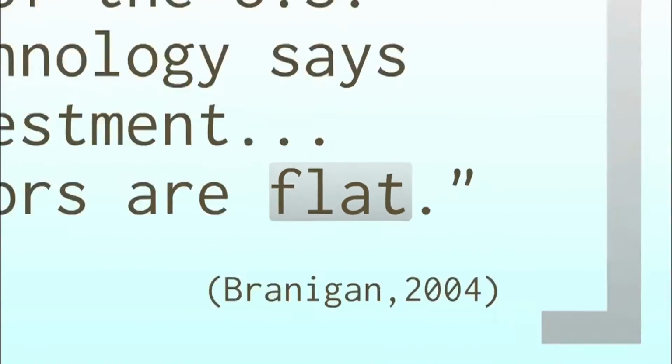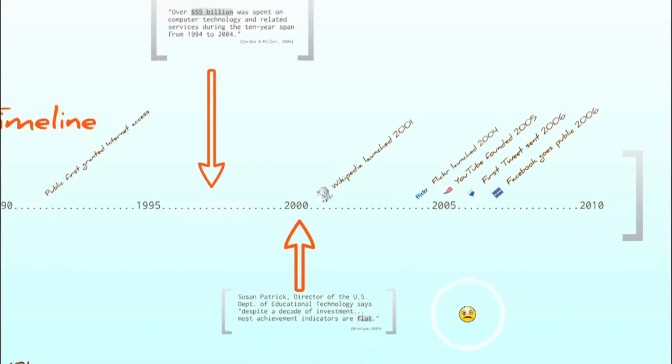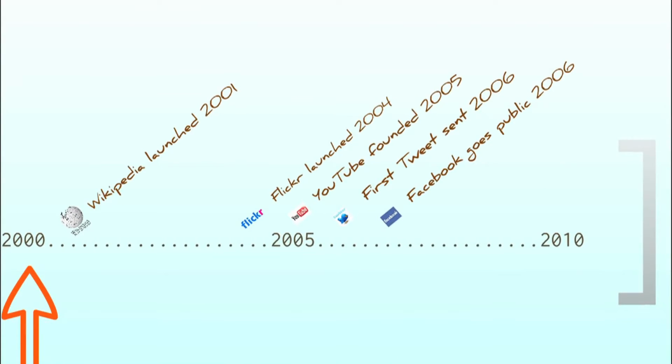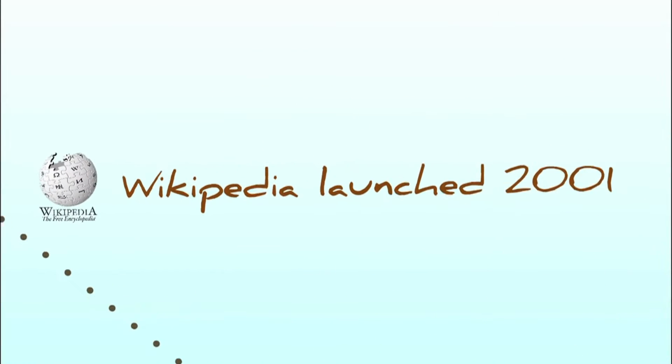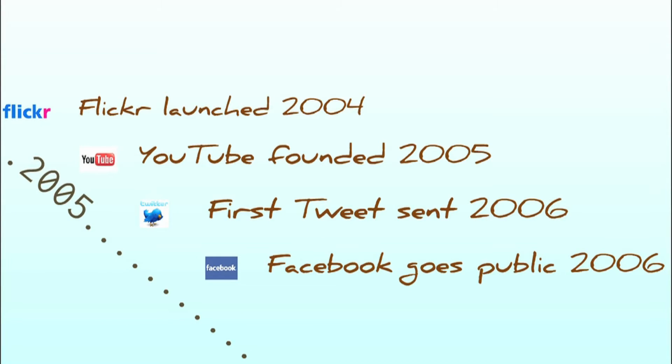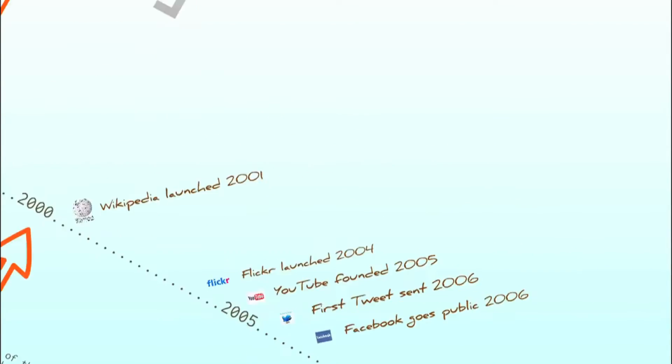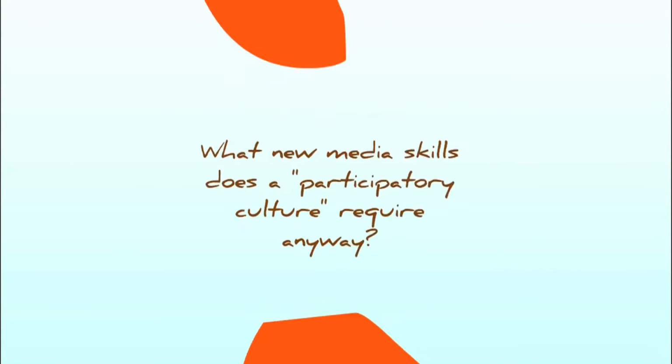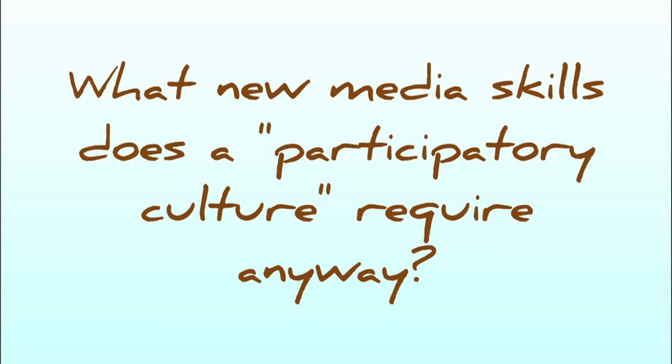If you take another look at the timeline, you'll see that one of the reasons it didn't work may have been that computers were introduced to education too soon, before the decade when all these platforms transformed computing from a passive viewing experience into a participatory experience. So now the question is, what skills does a participatory culture require?